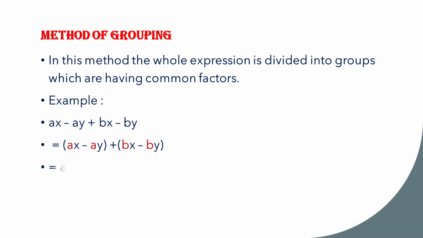Here in the first group a is common and in the second group b is common, and after taking out those common factors we get two terms in total. Now in these two terms x minus y is common, and after taking x minus y as common we get a plus b. Now this total expression is in product form of factors. This is the grouping method.